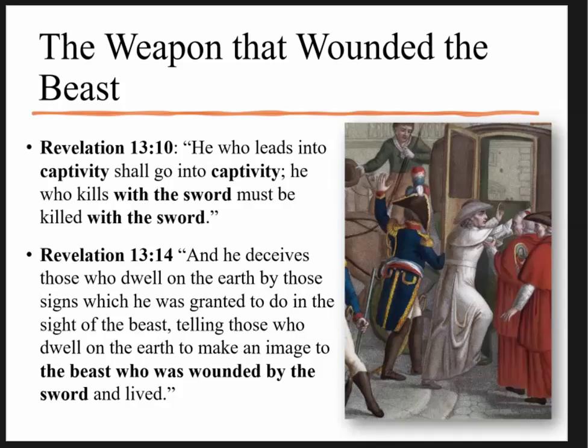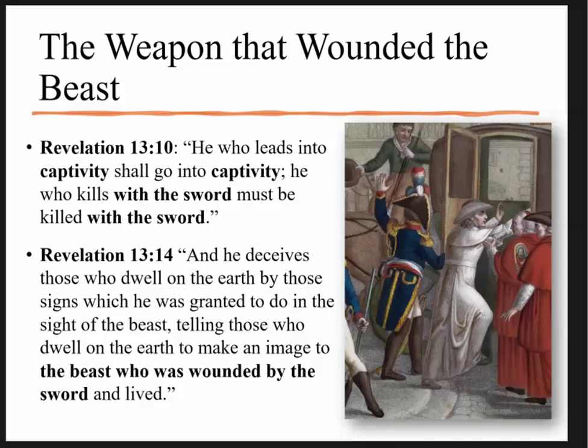And he deceives those who dwell on the earth by those signs which he was granted to do in the sight of the beast, telling those who dwell on the earth to make an image to the beast who was wounded by the sword and lived. Okay. So here it's explicit, right? Very clear that it was the beast that killed with the sword and the beast that was killed with the sword or received this mortal wound. So the beast used the sword to kill, and then that sword turned against and killed him, right?